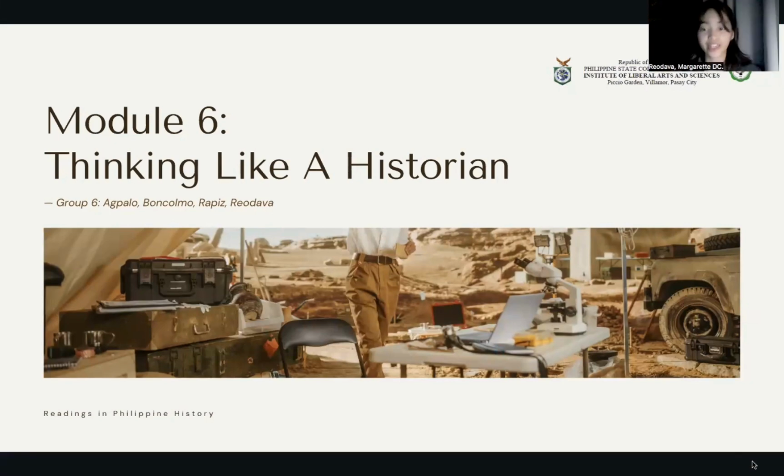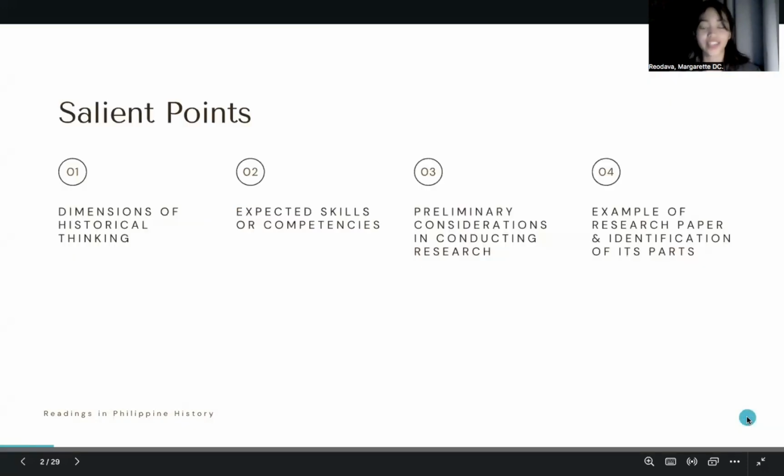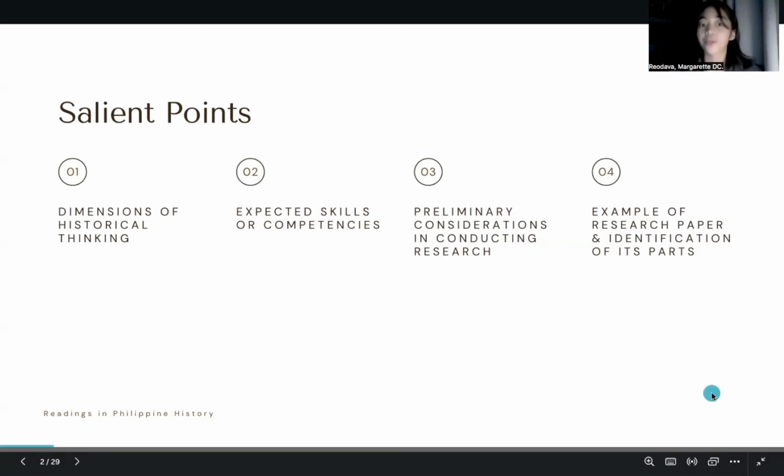We are Group 6, and we are here to present a part of Module 6, which is Thinking Like a Historian. Now, here we have the salient points. First, the dimensions of historical thinking. Second, the expected skills and competencies. The preliminary considerations in conducting research. And the example of research paper and identification of its parts.